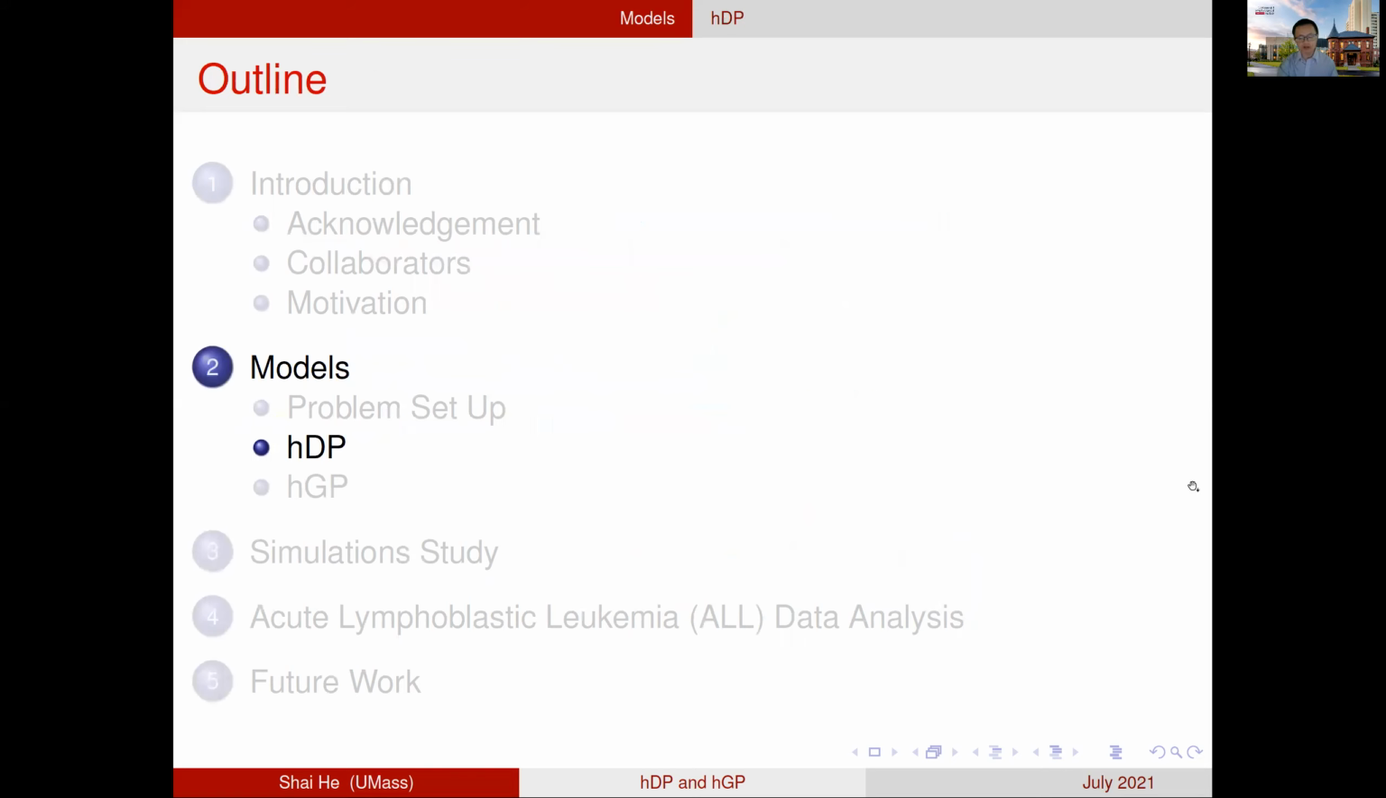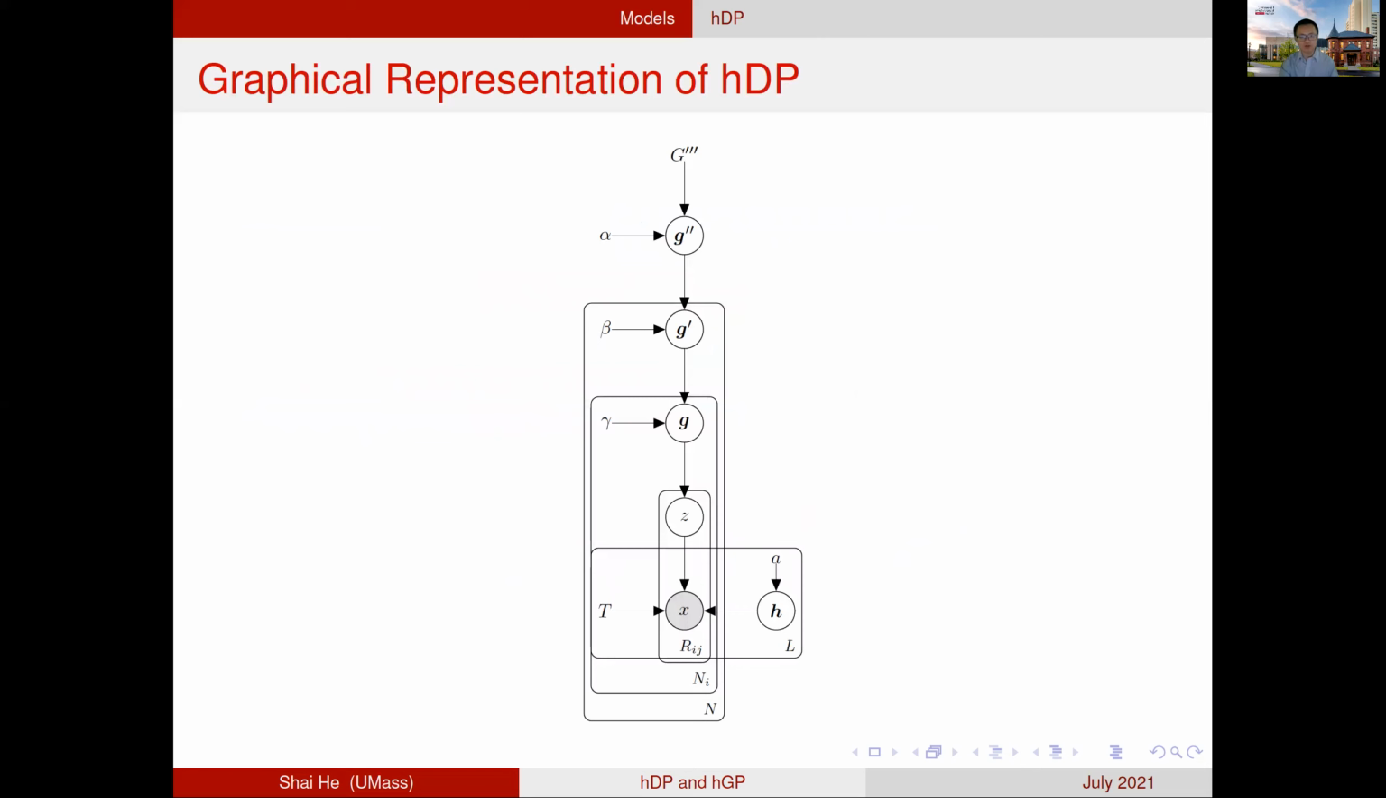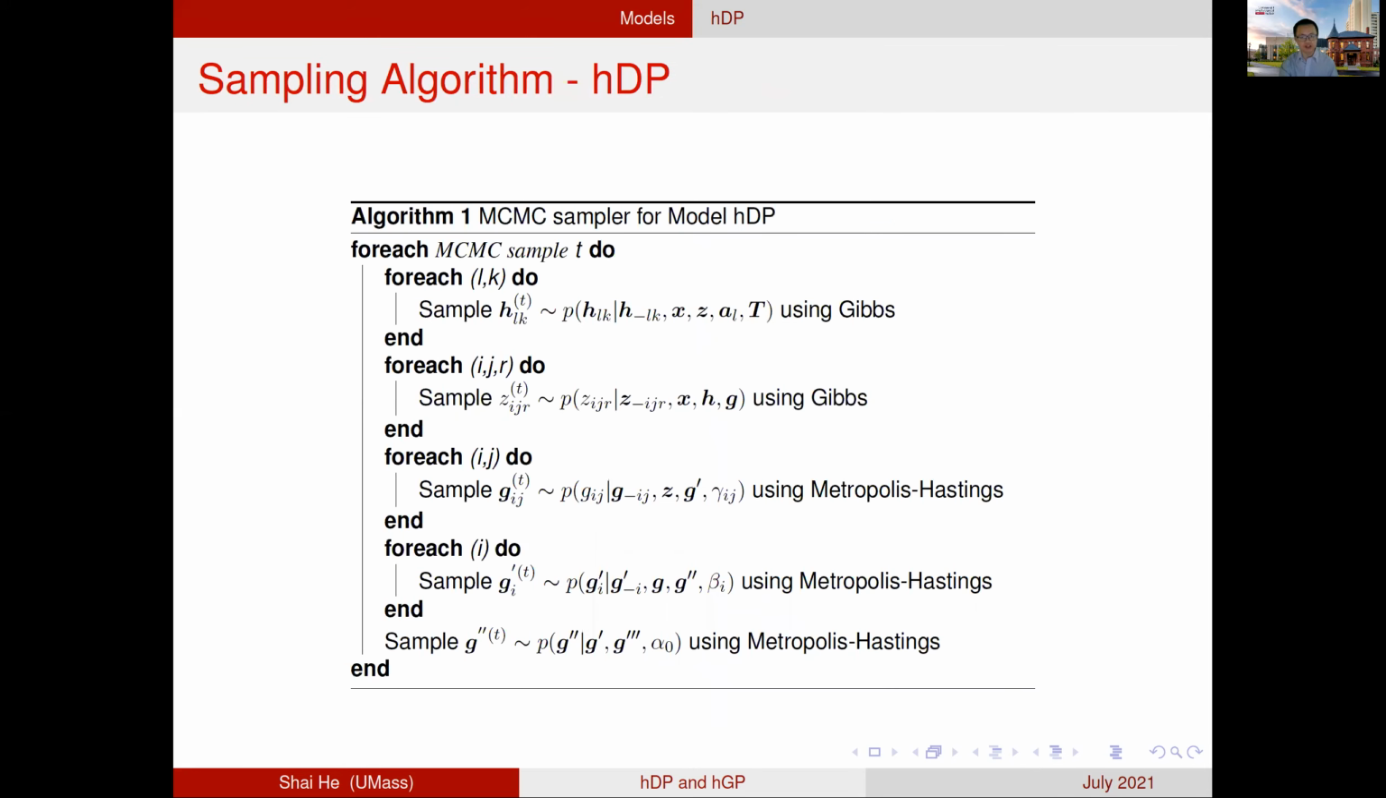So here is the complete HDP model. The genotype here comes from a multinomial distribution, and we use the truncated Dirichlet process as the hierarchy, and the final read R_ijl is drawn from a categorical distribution. Here is a graphical representation of the model, and we implement a Gibbs sampler, which requires some mixing testing steps.